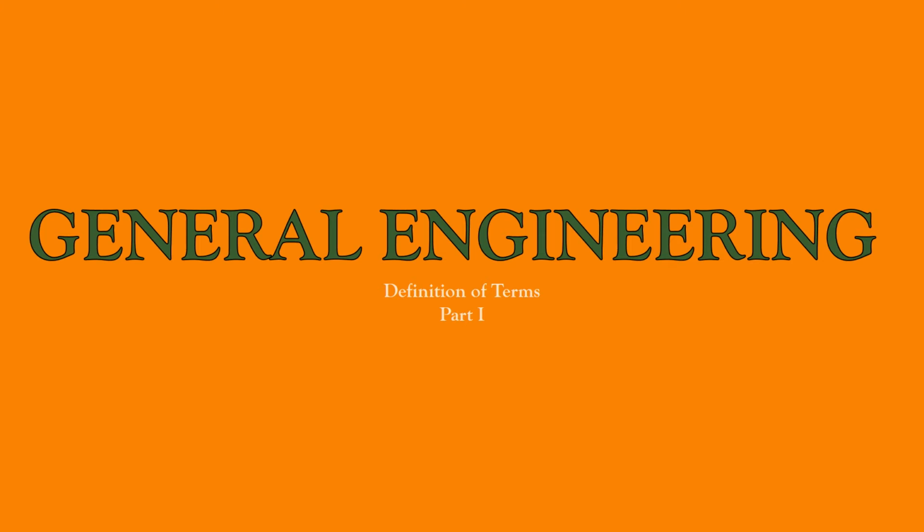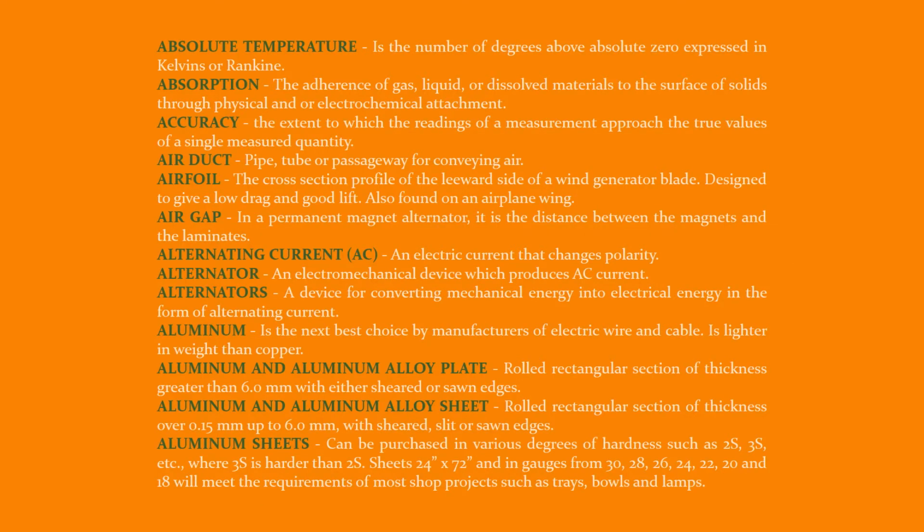This is General Engineering. Definition of terms. Part 1. Absolute temperature is the number of degrees above absolute zero expressed in kelvins or Rankine. Absorption, the adherence of gas, liquid, or dissolved materials to the surface of solids through physical and/or electrochemical attachment.